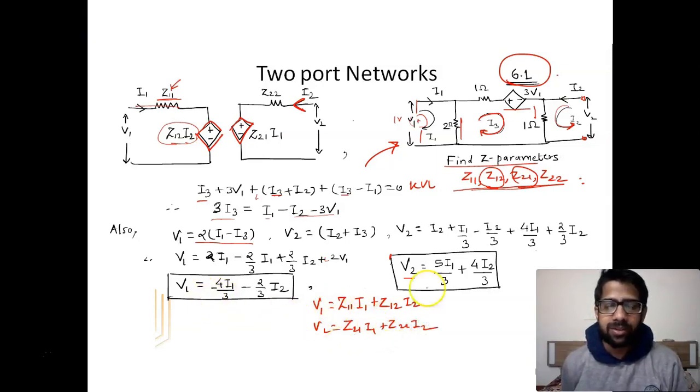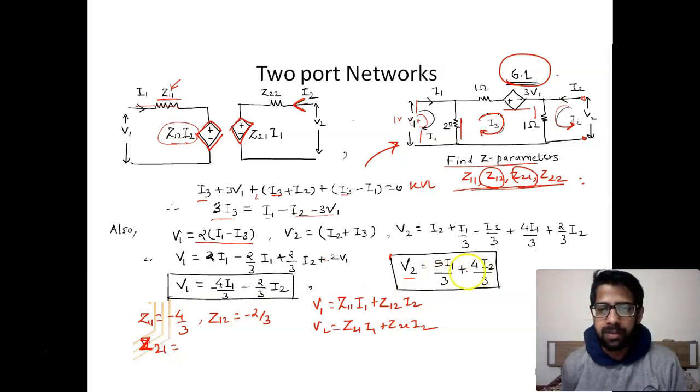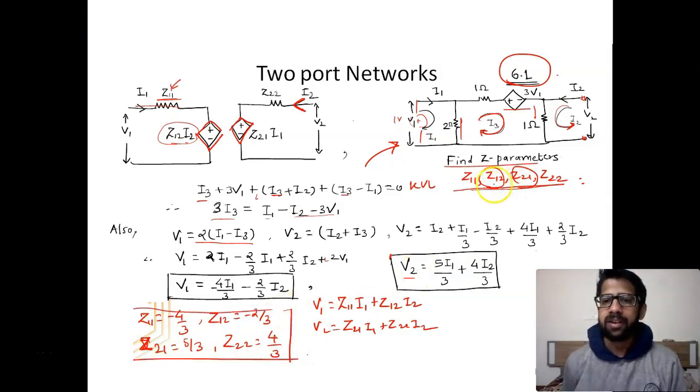So according to the comparison, we have Z11 is equal to minus 4 by 3, Z12 is equal to minus 2 by 3, Z21 will be equal to 5 by 3 and Z22 is equal to 4 by 3. So this is how you can find out the values of Z parameters or impedance parameters.